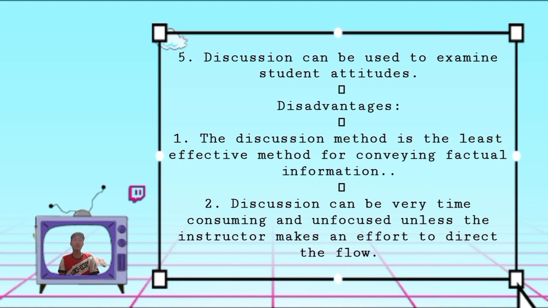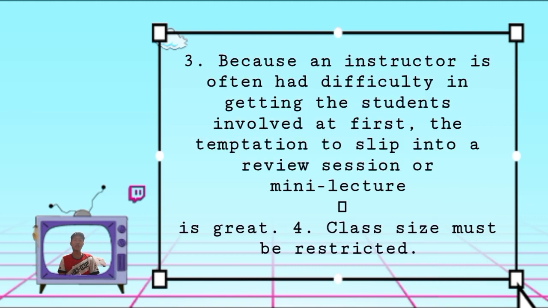1. Discussion method is the least effective method for conveying factual information. 2. Discussion can be very time consuming, and the instructor must make an effort to direct the flow. Number 3, because an instructor often has difficulty in getting the students involved at first, the temptation to slip into a review session or a mini lecture is great.